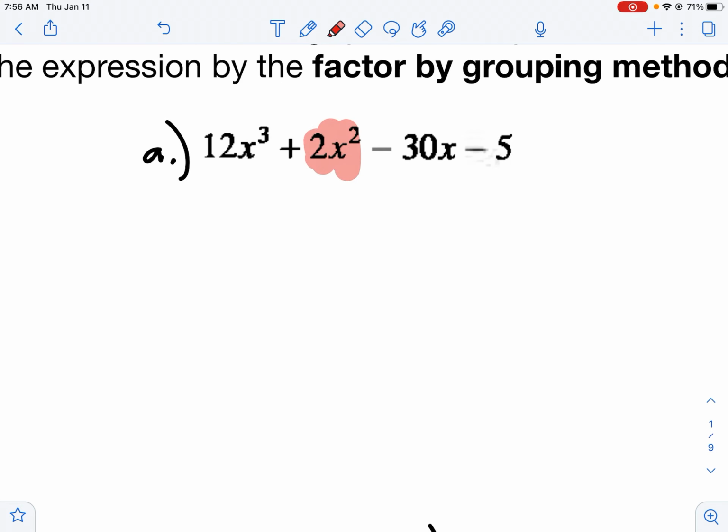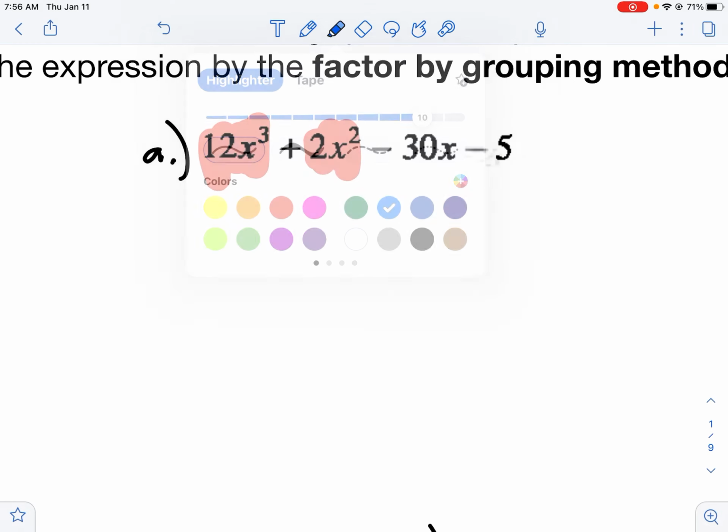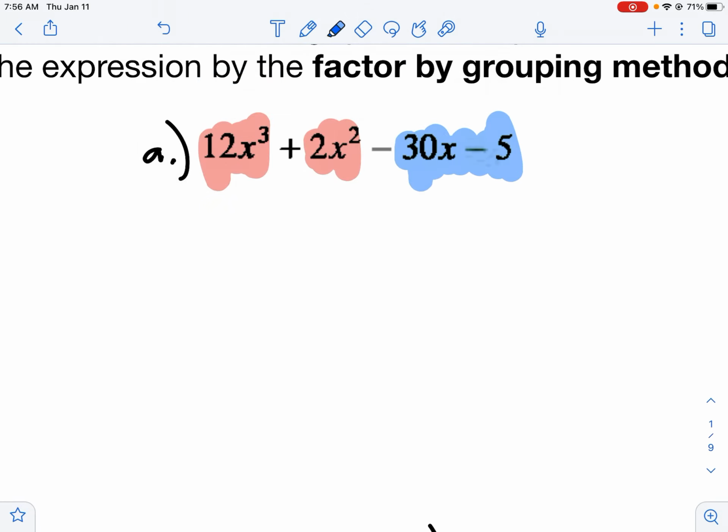So if you have four terms, and these are all distinct terms, you notice that the degree of x in each term goes down from 3 to 2 to 1, from left to right. Well, you'd focus on the first two terms and the second two terms separately. You start with the common factor of the first two terms. In this case, 12 and 2 are both multiples of 2, so you can pull out a 2. You can also pull out an x squared, right?